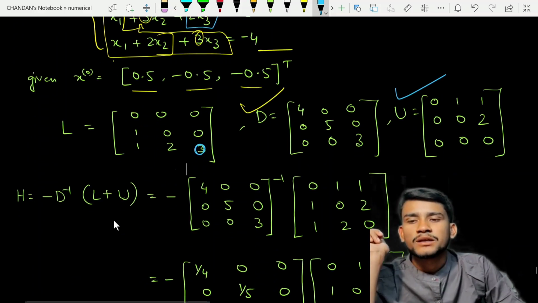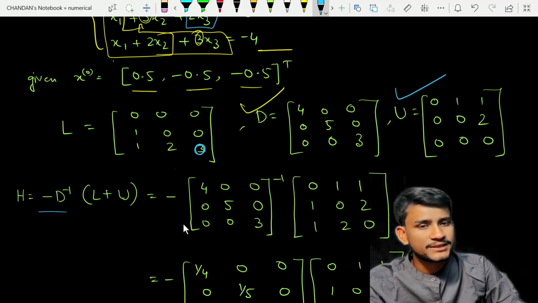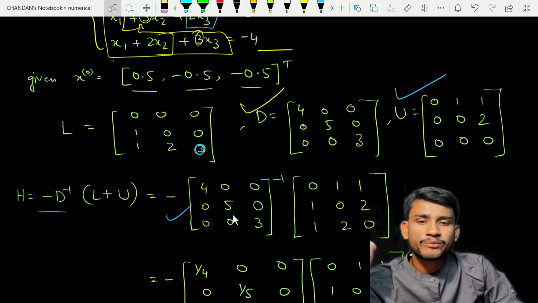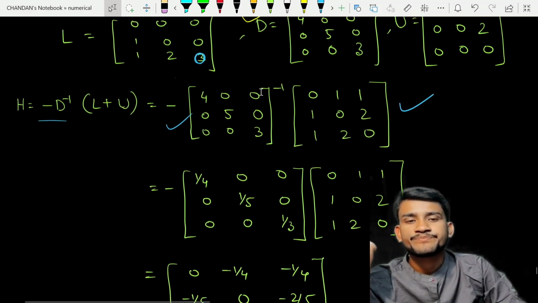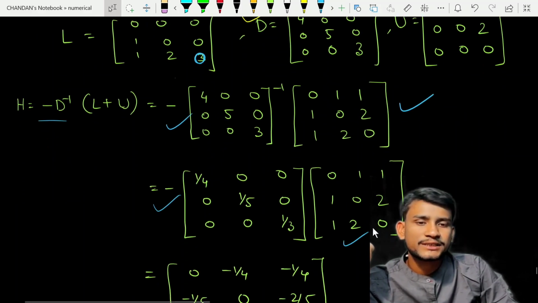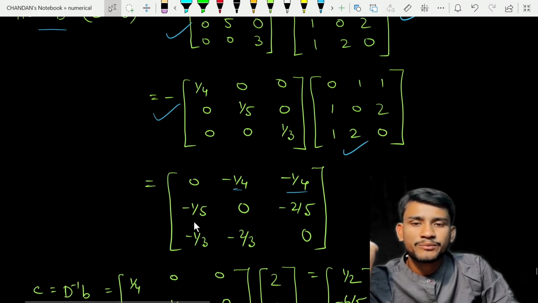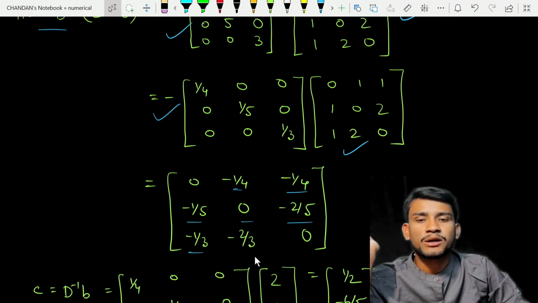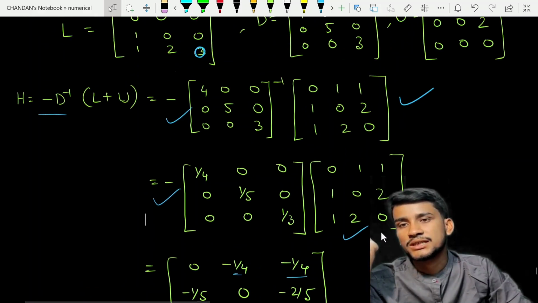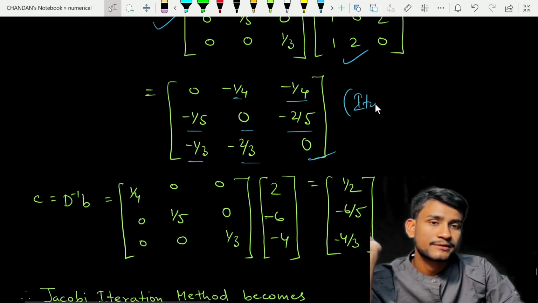So H equal to minus D inverse (L plus U). D inverse, since it is a diagonal matrix, is simply 1 by 4, 1 by 5 and 1 by 3, and this is the L plus U term. So this is D inverse and this is L plus U, and this gives 0, minus 1 by 4, minus 1 by 4, minus 1 by 5, 0, minus 2 by 5, and minus 1 by 3, minus 2 by 3 and 0. So this is the H matrix, which is the iteration matrix.